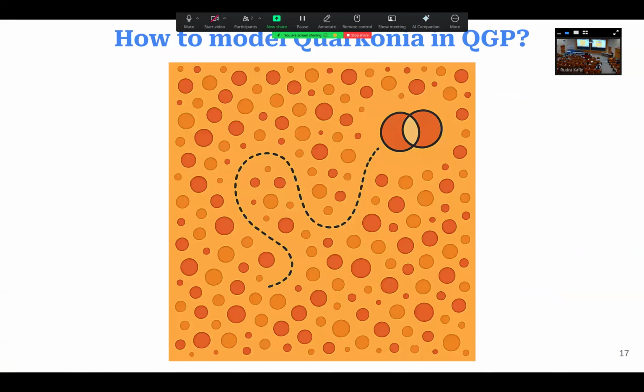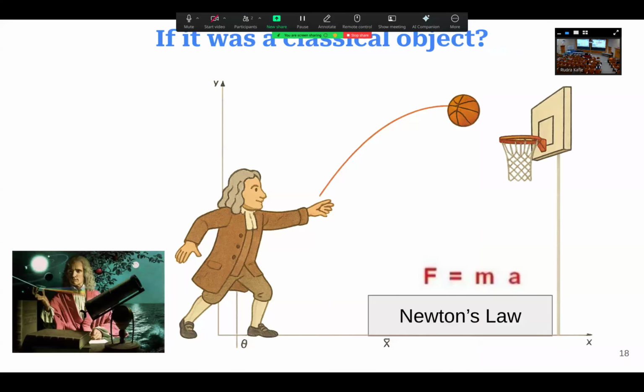So we want to model quarkonia inside the QGP. For example, these are quarkonia and this is the QGP. In the QGP, the quarks and gluons are really hot, right? And these quarkonia are moving inside the QGP, and we have to model those to predict their behavior, production patterns, or modification in large collision systems compared to small collision systems. And if those quarkonia were classical objects, we would be able to use Newton's law, right?